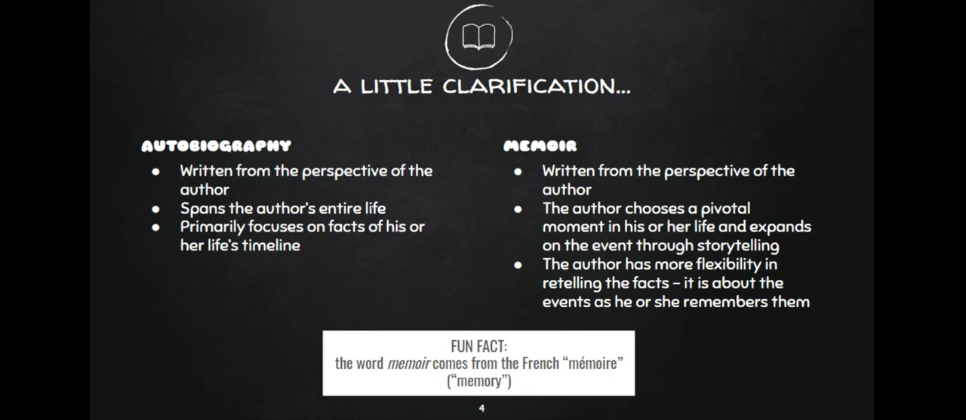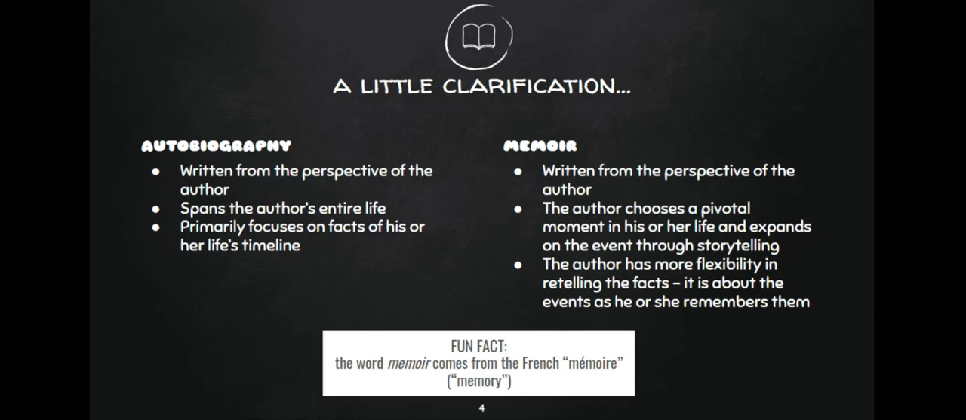As far as what it focuses on, it is about the person's life for both the autobiography and the memoir. But on the autobiography side, we see it primarily focuses on the facts of his or her life's timeline. So the 5 W's and the H, right? The who, what, where, when, why, and how. So the facts, kind of the straight facts of what happened.